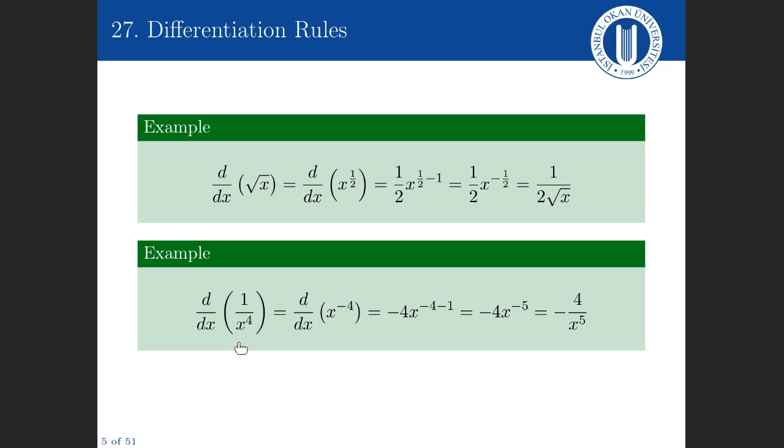Or we can do the derivative of, for example, 1 divided by x to the power 4, because 1 divided by x to the power 4 is the same as x to the power minus 4. Using the same idea, we get the answer minus 4 x to the power minus 4 minus 1, which is the same as minus 4 divided by x to the power 5.